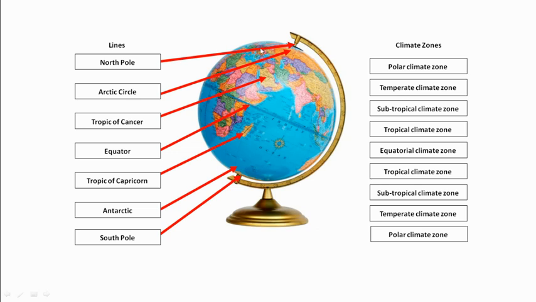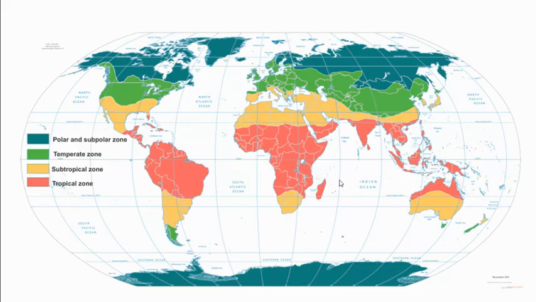Now, where are we? Well, as you know, we're up here at the top of Europe. We're above the subtropical zone, but we're below the polar zone. Our zone is the temperate climate zone. And temperate means it's in between. It's not too hot and it's not too cold. So we'll be talking about the temperate climate zone this week where we live.